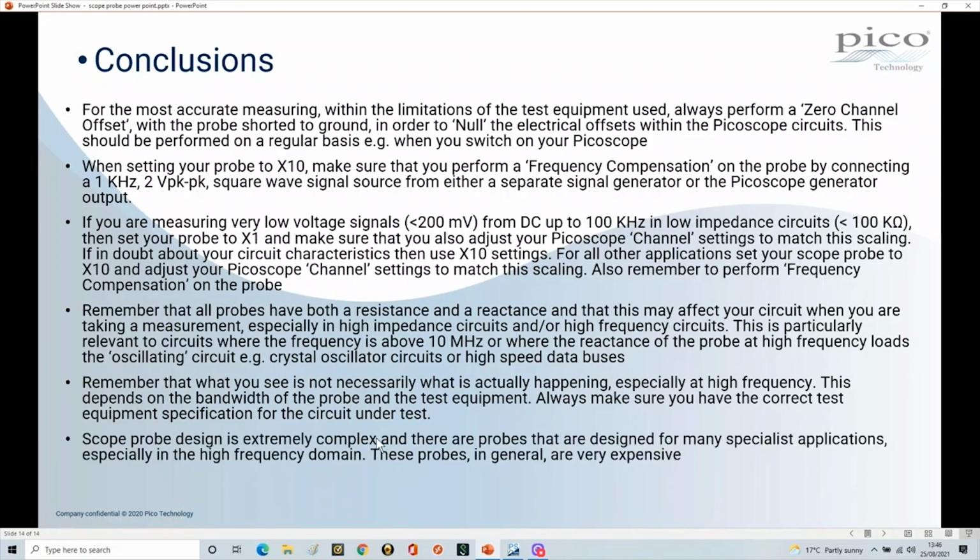And then finally, scope probe design is extremely complex, and there are probes that are designed for many specialist applications, and especially in the high frequency domain. And in general, these probes are hugely expensive. Yeah, if you're going to be monitoring 500 megahertz and that kind of stuff, then really your scope itself will probably be in the thousands of pounds. So, but the probe is a significant part of that cost. So just be aware of that.